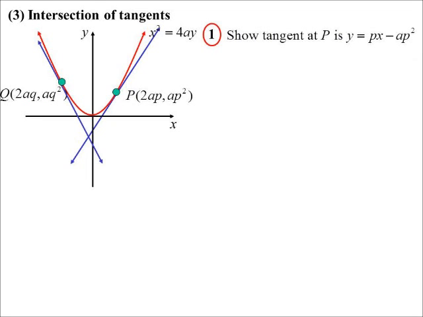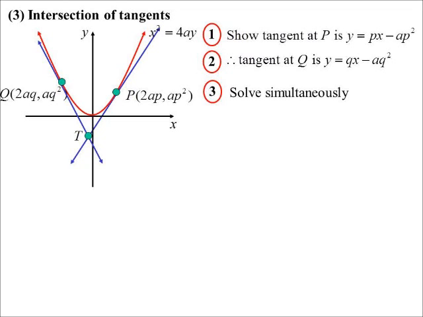Now, when you're doing these sort of problems, you only ever derive these things once, because the only difference is the parameter. So if that's the tangent at P, then it's fair enough to say, well, the tangent at Q must be y equals qx minus aq squared. The only thing I'm changing is the parameter. Instead of P, I've got Q. Solve them simultaneously to find our point of intersection.